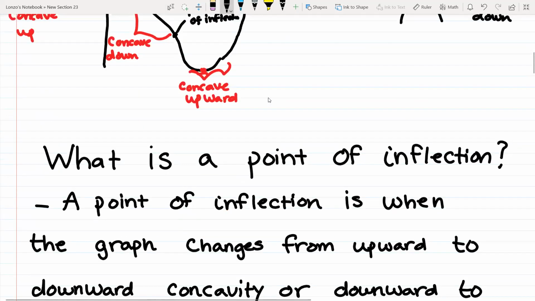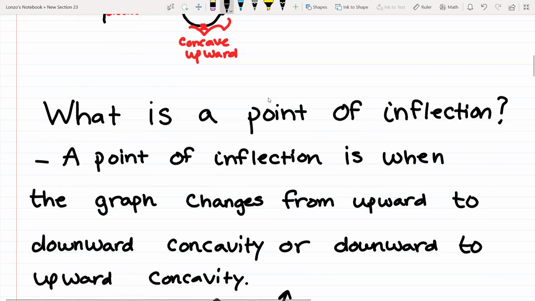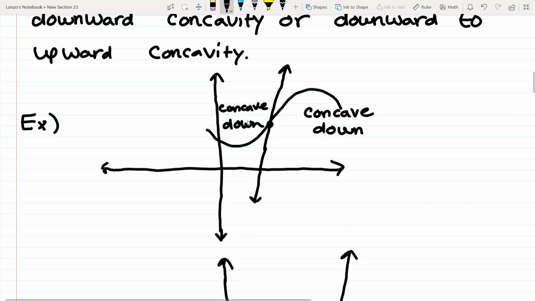So the next thing is point of inflection. So what is a point of inflection? A point of inflection is when the graph changes from upwards to downwards concavity or downwards to upwards concavity. Okay, so as you can see, here are some examples of an inflection point. On this one, you have an inflection point because it changes from concave down to concave up.